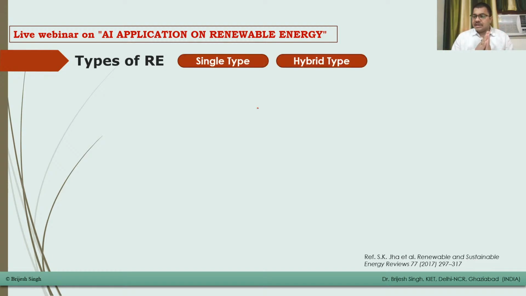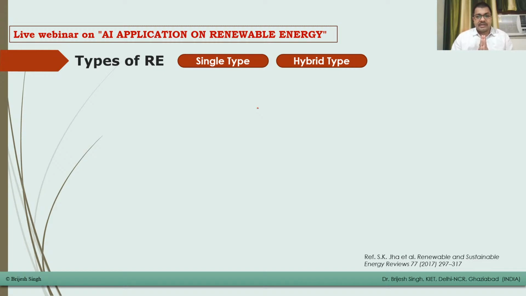So one is known as the single type of renewable energy, and the second is known as the hybrid type of renewable energy. So what do you mean by the single type and the hybrid type of renewable energy? Single type of renewable energy resources means that you are harnessing the power from a single source, like only solar or wind or any one other. This type of renewable energy system is known as a single type of renewable energy system.